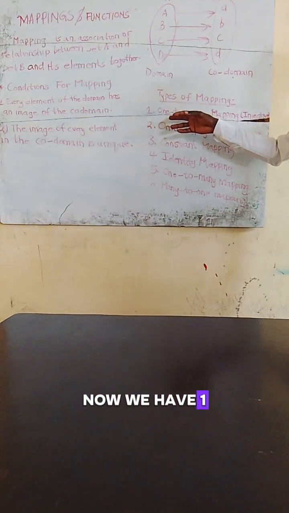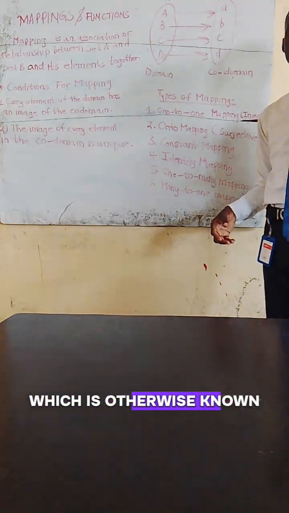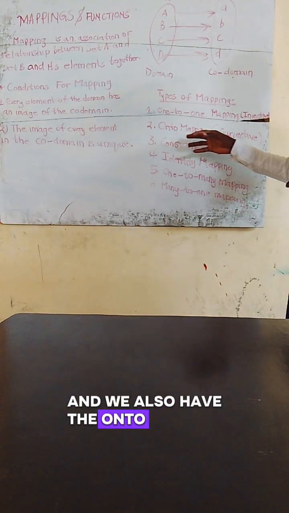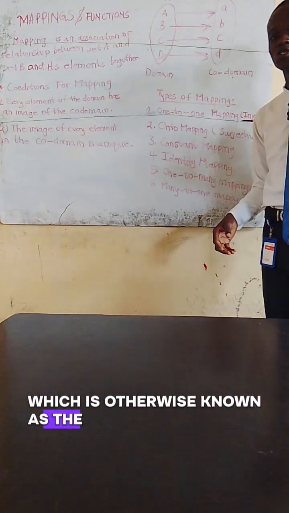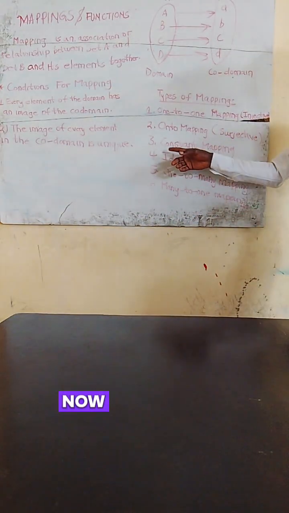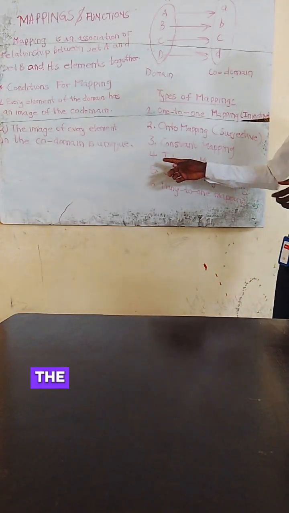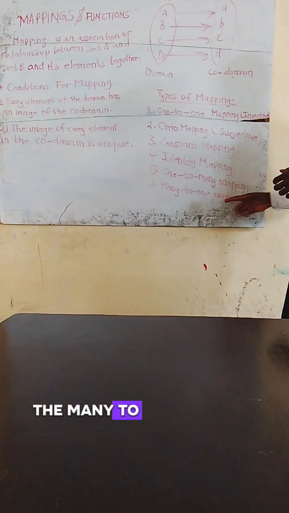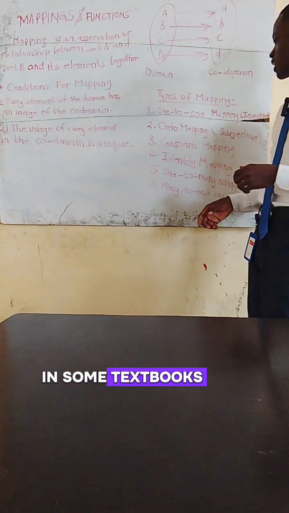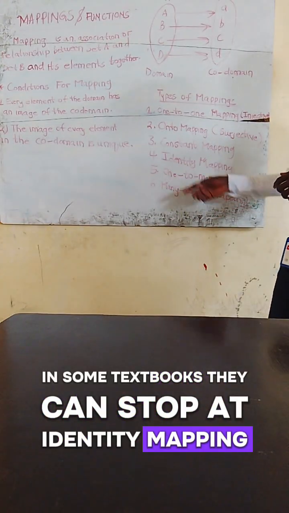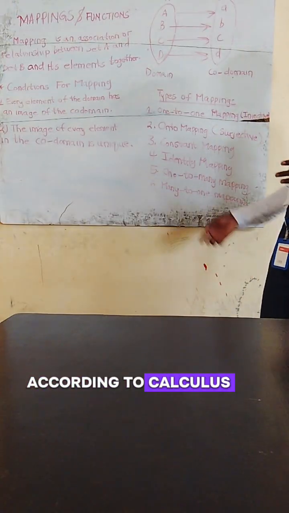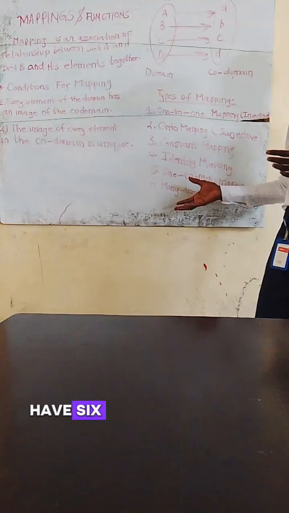Here now we have one-to-one mapping, which is otherwise known as injective mapping, and we also have the onto mapping, which is otherwise known as the surjective mapping. Now we have the constant mapping, the identity mapping, the one-to-many mapping, and the many-to-one mapping. In some textbooks they can stop at identity mapping, but in my further view, according to calculus here, it's many more than that. We have 6 types of mapping.